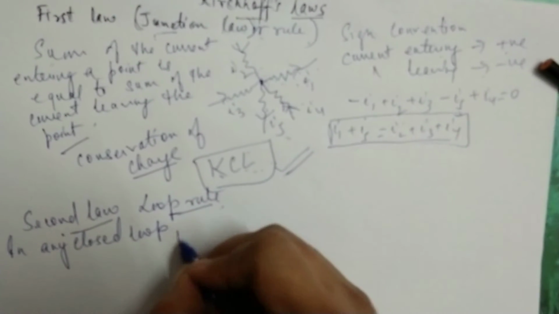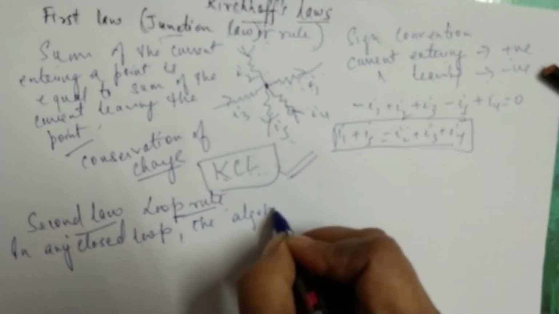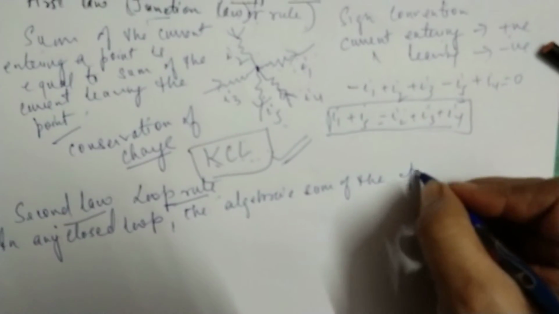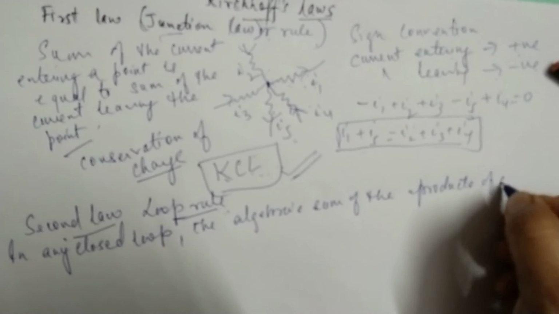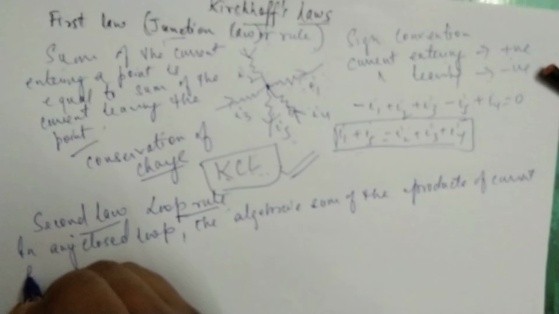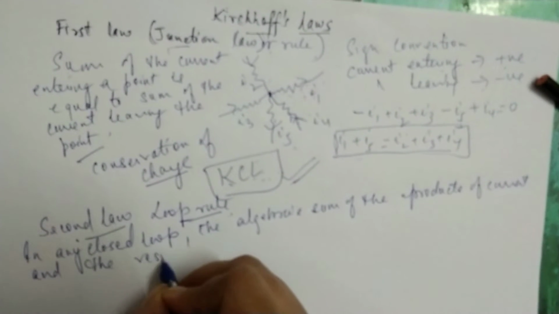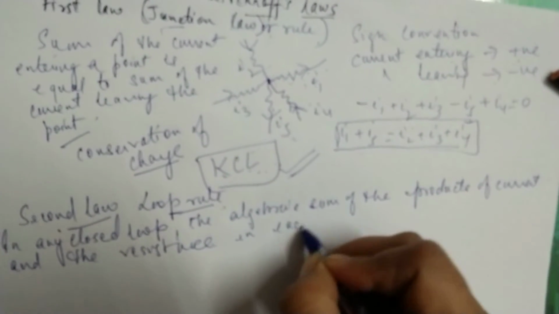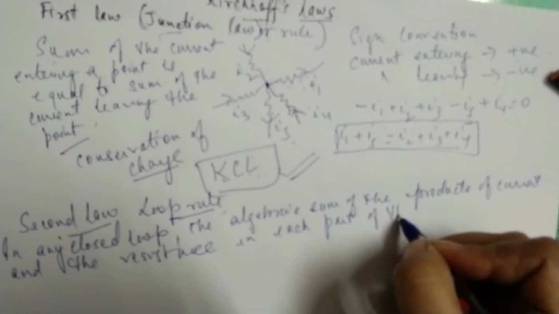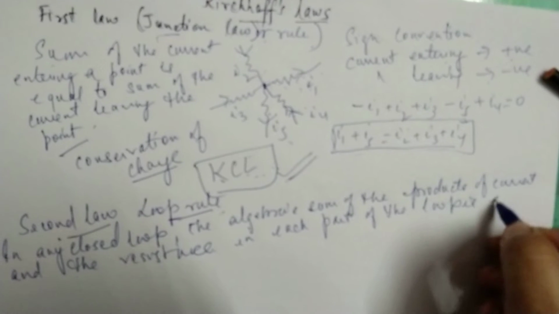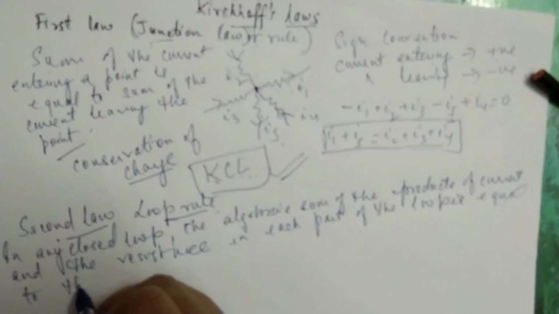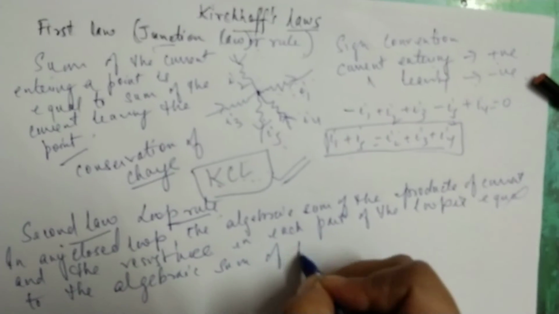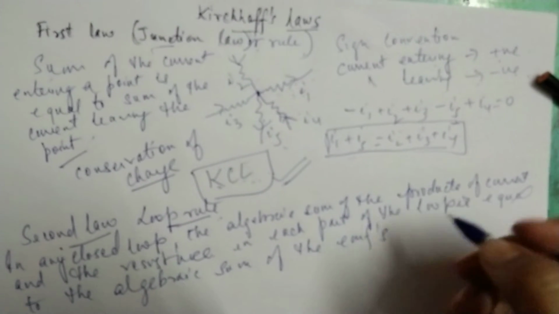the algebraic sum of the products of current and resistance in each part of the loop is equal to the algebraic sum of the EMF in that loop.